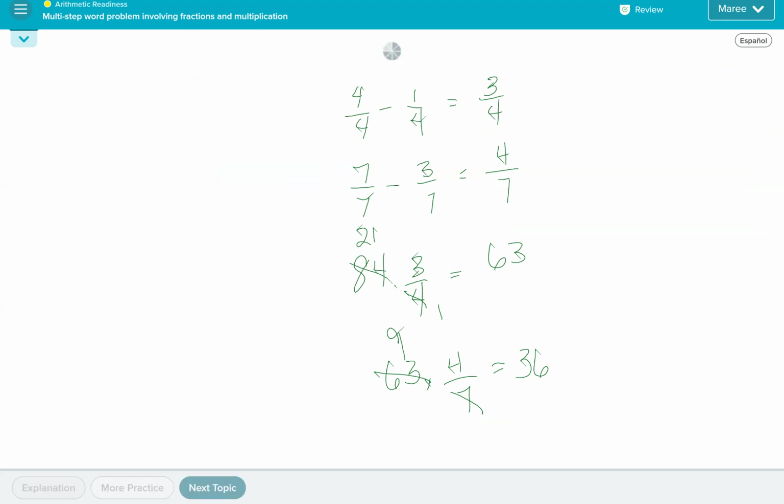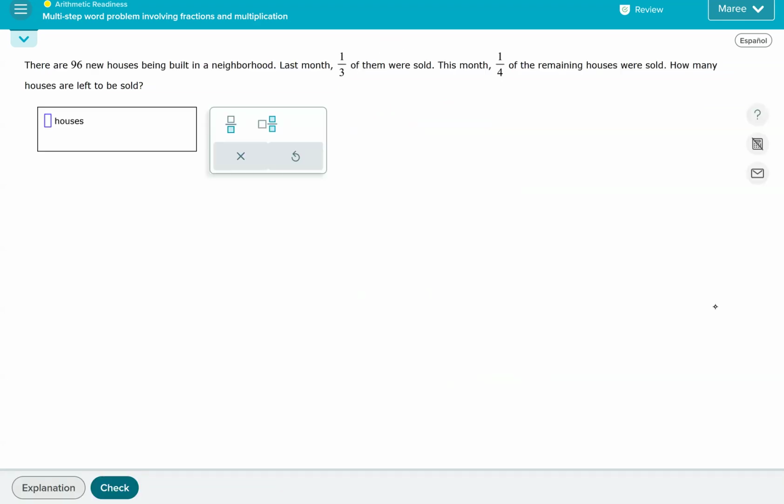Okay, we'll do one more and then we'll be done. 96 new houses were built in the neighborhood. Last month, 1/3 of them sold. So we have 3/3 minus 1/3, so 2/3 are left. This month, 1/4 of the remaining houses were sold. So that means 3/4 were left.